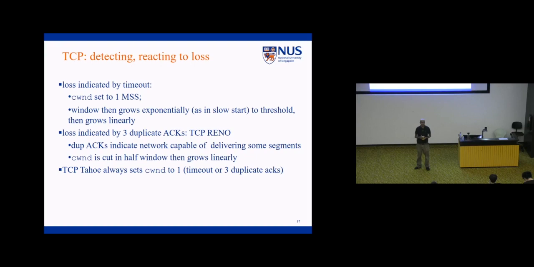How long will I continue? Till I hit the threshold, the slow start threshold. And then I will go linearly. Okay? However, your losses could also have been detected through 3 duplicate acknowledgements. In this case, you don't go back to 1. Whatever your window was, you just halve it. And then you don't do slow start either. You just continue increasing linearly.